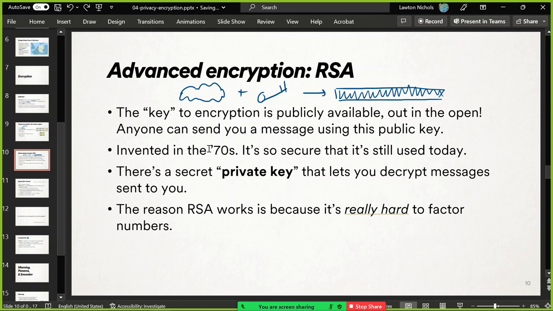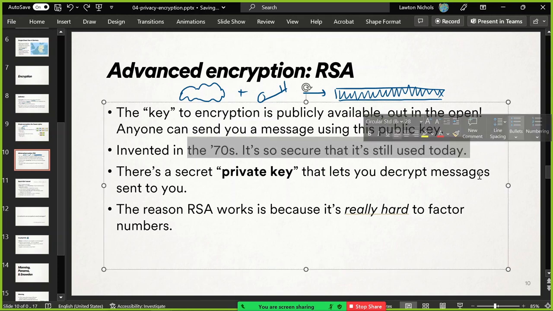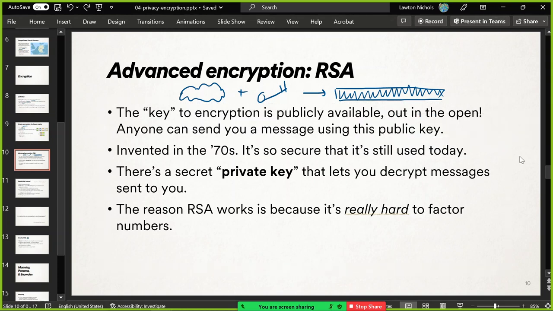This was invented back in the 70s. It is so secure that it's still used today. You just make the numbers bigger. It just all works out. You need a government's amount of CPU power to decrypt anything these days, and if you make the key big enough, it would take years, or centuries, for somebody to decrypt a message that you send, which is fun.